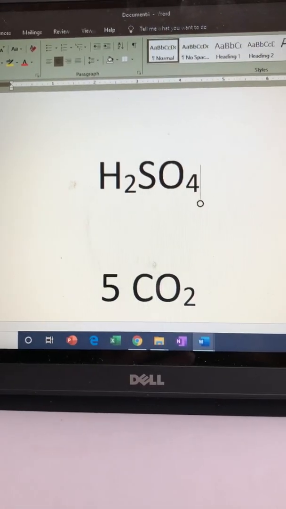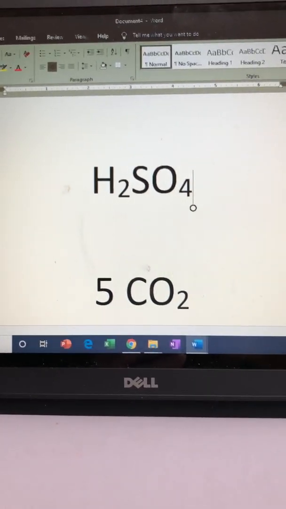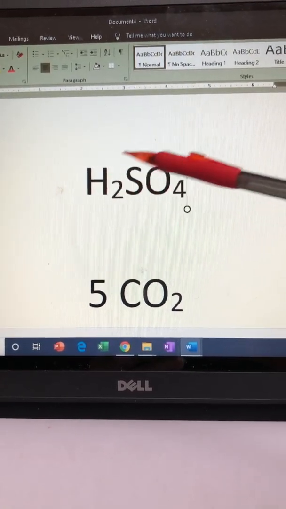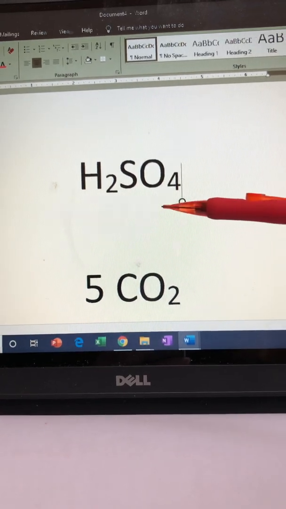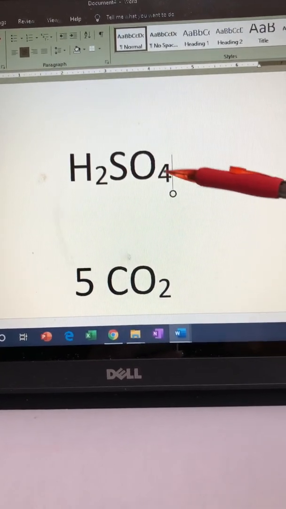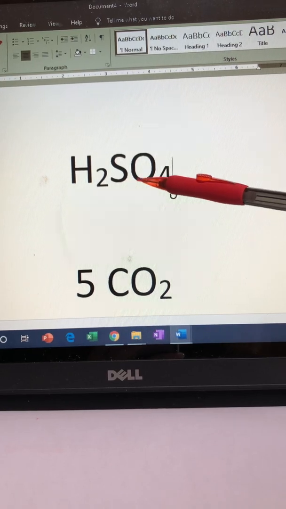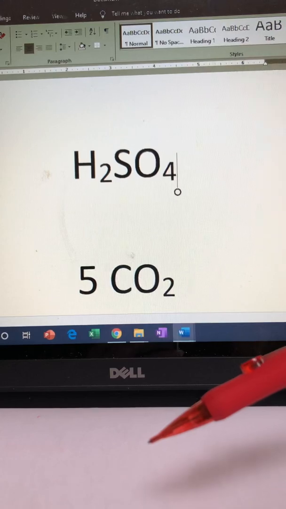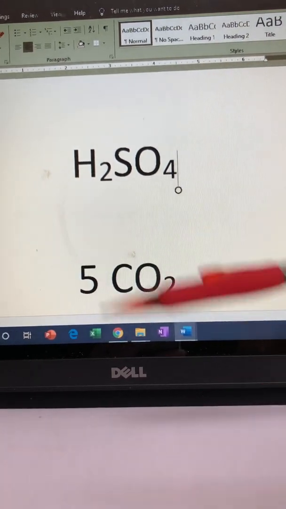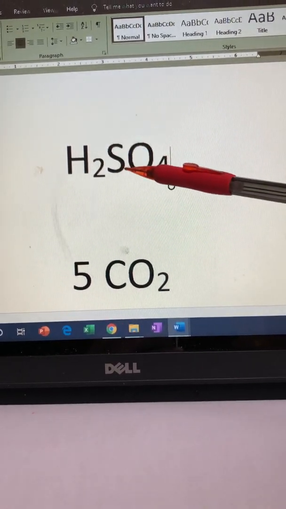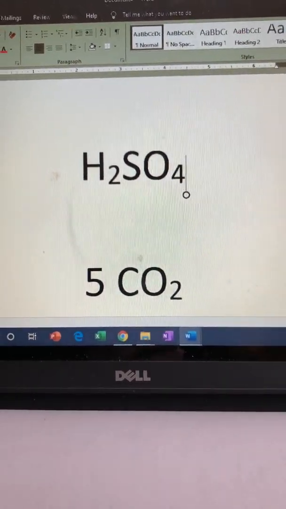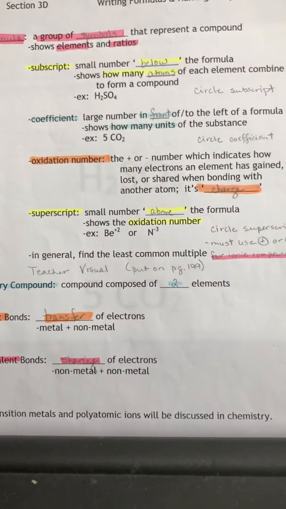So here we have H2SO4. This tells you that there are two hydrogens in one unit of this formula, 4 oxygen, and because there is no number here, it's assumed to be a 1. Whenever there is no number in chemistry, it's assumed to be a 1. So we have 2 hydrogens, 1 sulfur, 4 oxygens. The 2 and the 4 are subscripts. Okay, we never write ones.